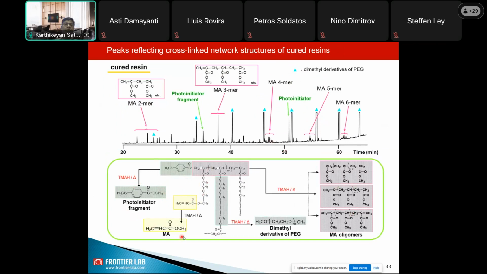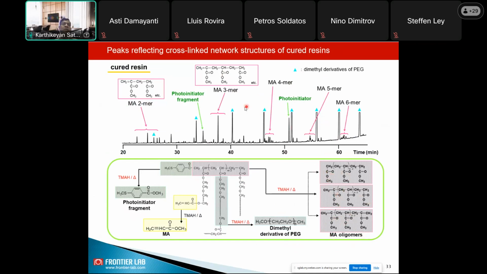that provides clear peaks for the photoinitiator fragment and methacrylic acid, and also the dimethyl derivative of polyethylene glycol. And most importantly, we are interested in the cross-link network structure, which can be interpreted based on the type of methyl acrylated oligomers that are present in this sample.